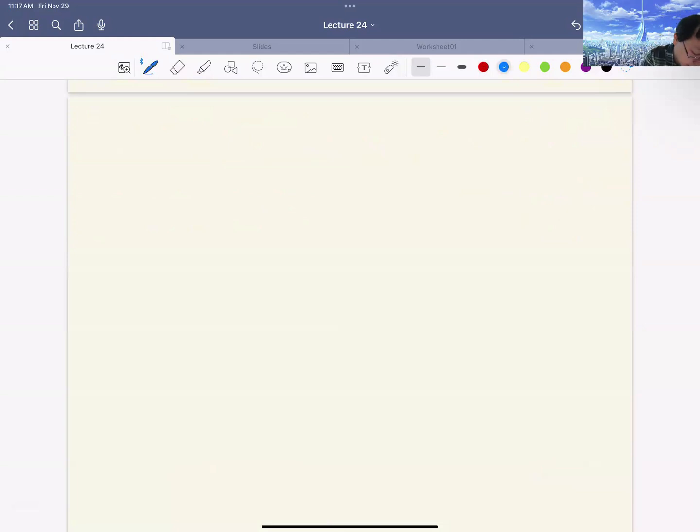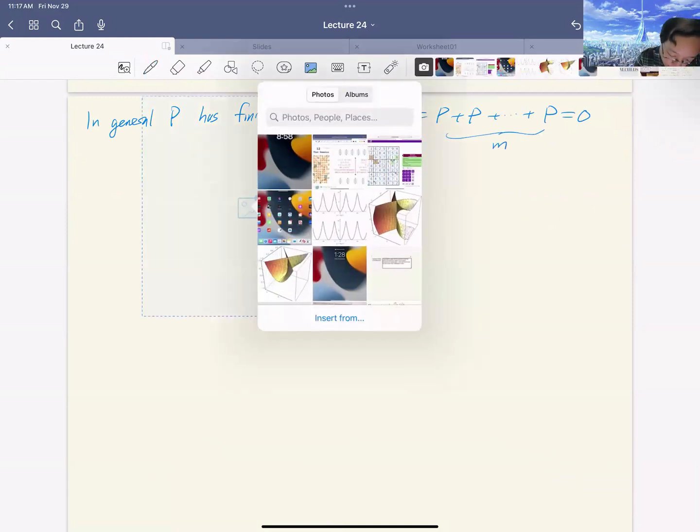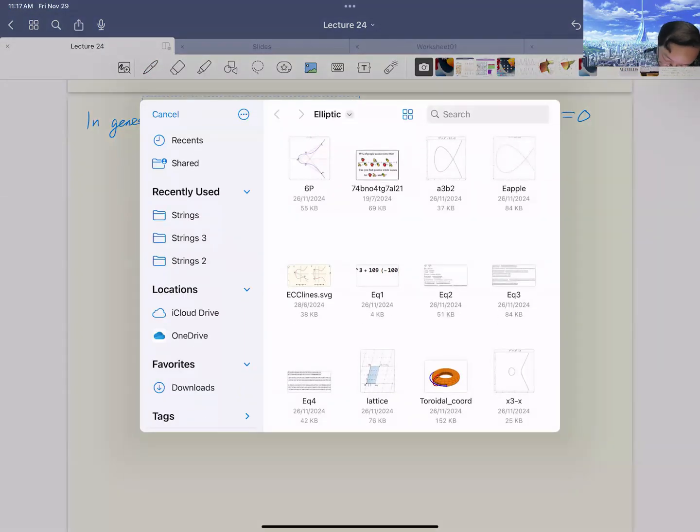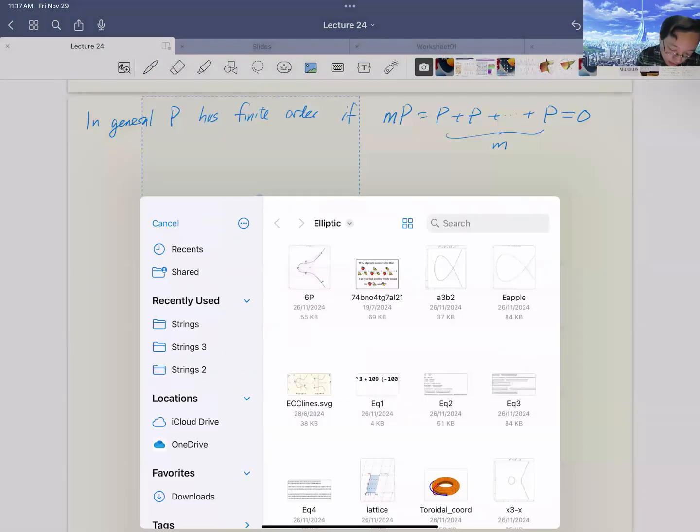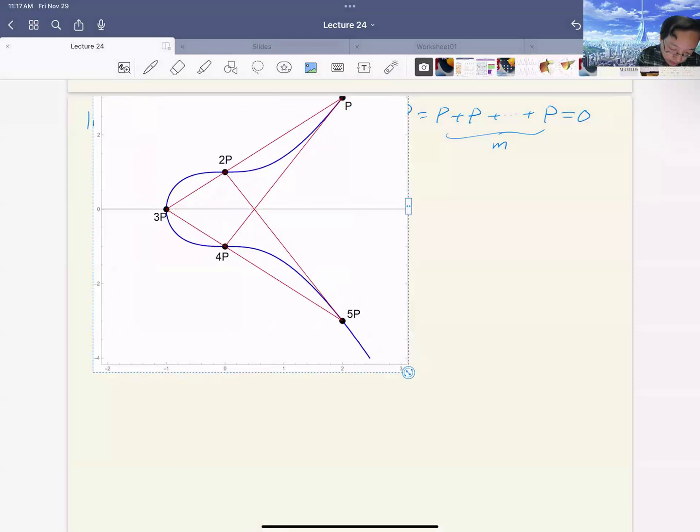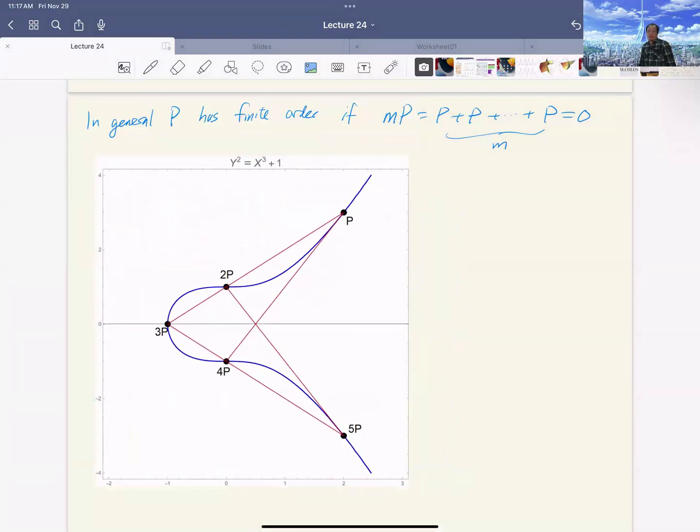So in general, we call a point finite order if P plus P, m times, is 0. And here I give you another non-trivial example. This one. So this is a non-trivial example.